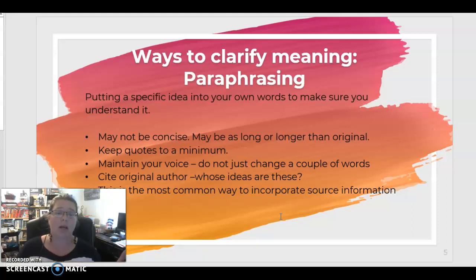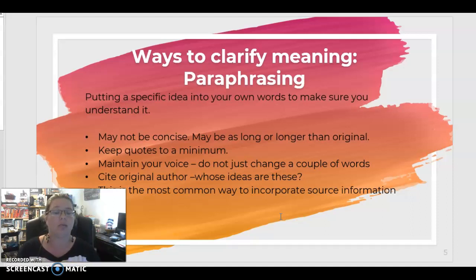Paraphrasing may sometimes be as long or longer than the original. It just depends on what it takes for you to restate the idea in a way that makes sense to you. You want to keep quotes to a minimum when you're paraphrasing. Maintain your own voice. Don't just copy the original author's words and then change a couple of the terms or phrases or move things around. You want to make sure that you are really writing the material in your own words, in your own voice.